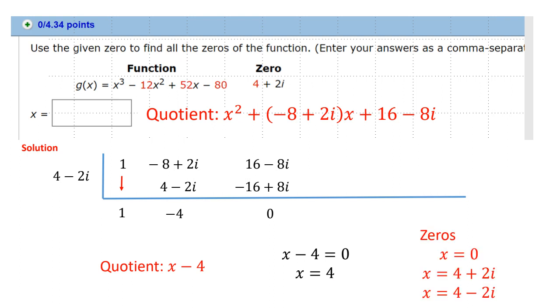So what are our zeros? X equals 4, this should be a 4. Okay, so it's not x equals 0, it's x equals 4, and then we had our 4 plus 2i, and our 4 minus 2i. And so that would be our zeros. Aren't these fun, guys? These are exciting, right?